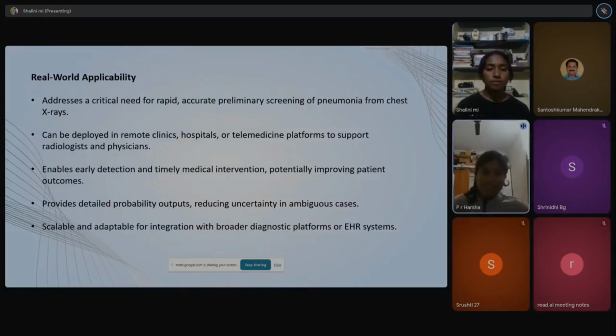In real world applicability, it helps detect pneumonia from chest x-rays quickly and accurately, which saves the doctors' time during the initial stages of diagnosis. It is useful in remote or resource limited areas where doctors are fewer, and rural clinics, hospitals, and telemedicine centers can use this software, where radiologists or experts are not available all the time. Early detection saves lives. TB and pneumonia cases are diagnosed, and doctors can start treatment earlier, which can prevent complications in a patient's health and improve patient recovery.